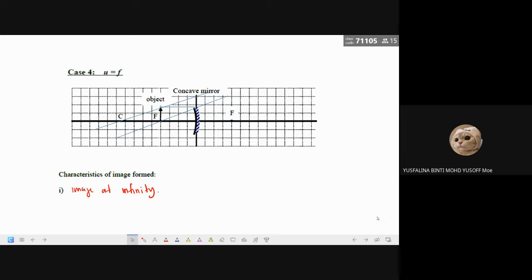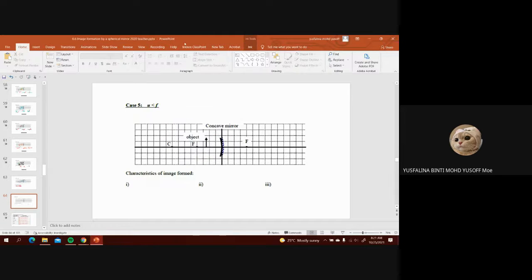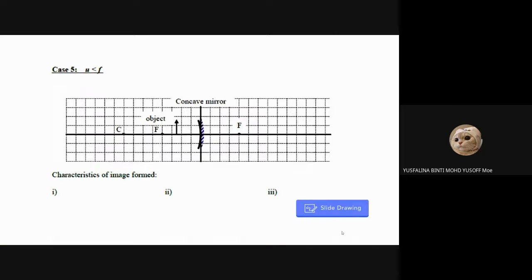For the next one, u is smaller than f. So it's the same drawing like u equals f. I want you to try this one. What happens when u is smaller than f?